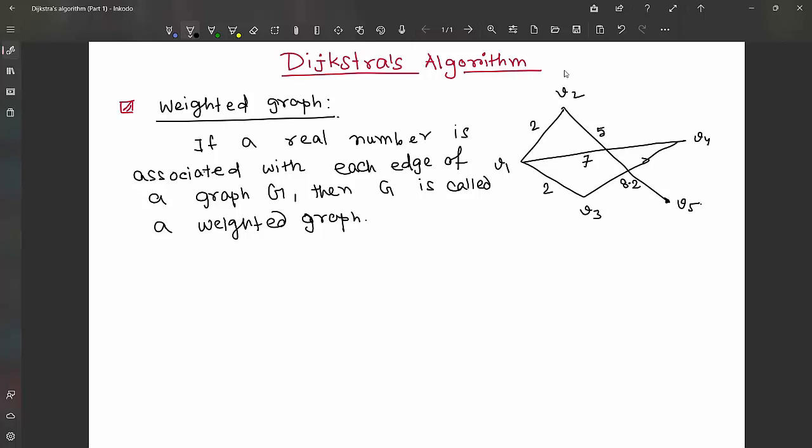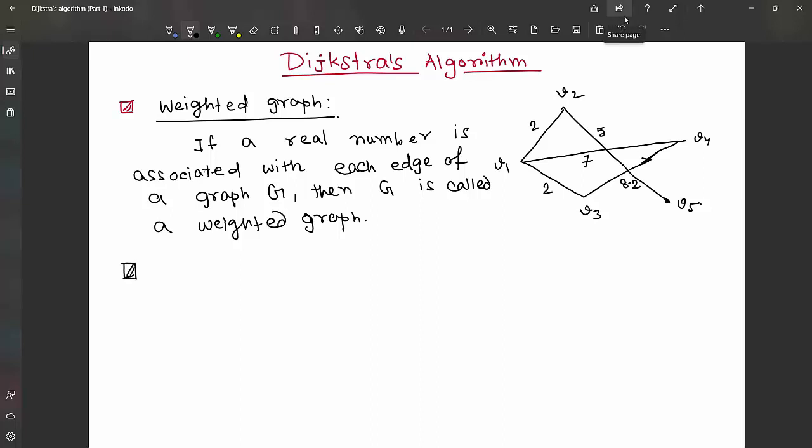Now this graph may also be a directed graph. That means you can give some weights in a directed graph also, in this type of directed graph. So this is also one weighted graph. Now in this type of weighted graph, I am again removing these values. This is not an edge direction.